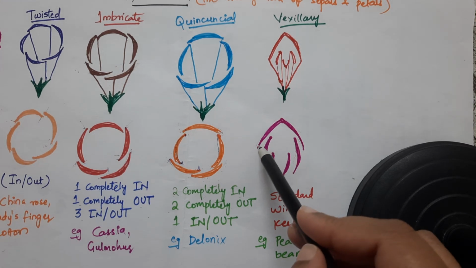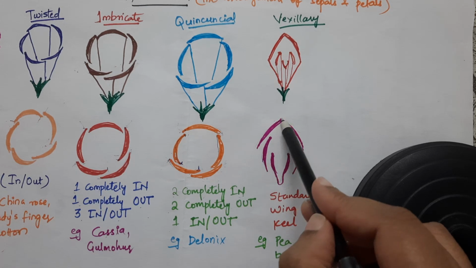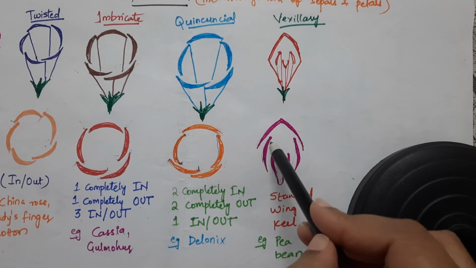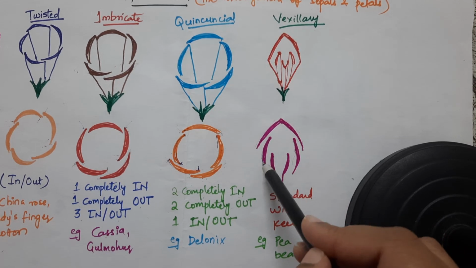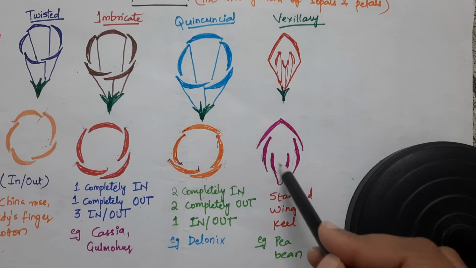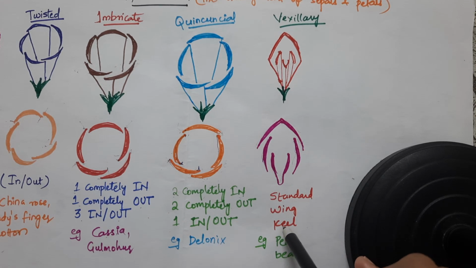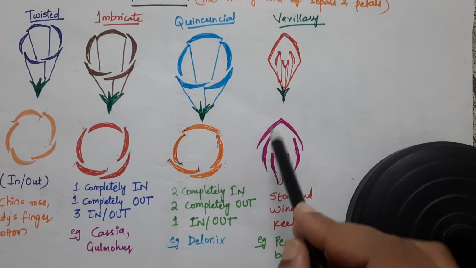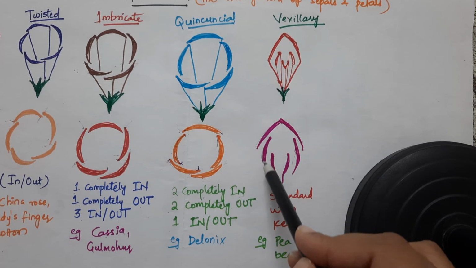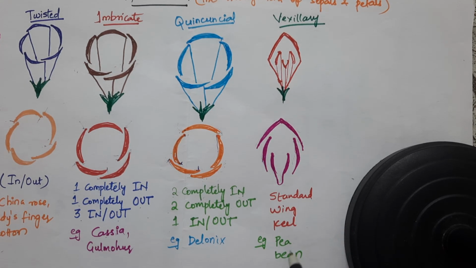Here a very large petal is found, which we call the standard petal. The two normal-sized petals are the wing petals, and the two smaller keel petals are fused and form a boat-like structure, known as the keel petals. So here the petals are modified into different structures: the standard petal, two wing petals, and the keel petal. Examples for this are the pea and the bean.